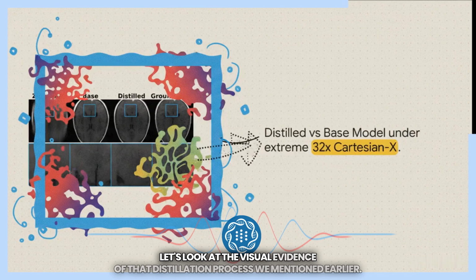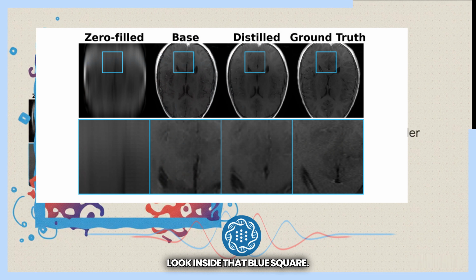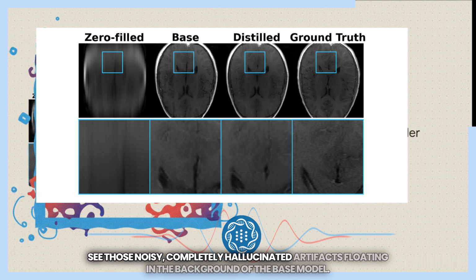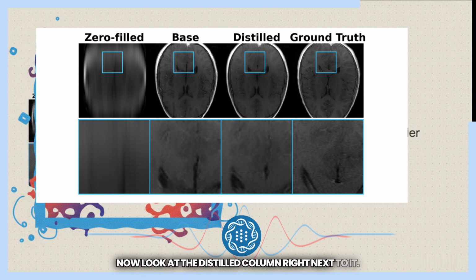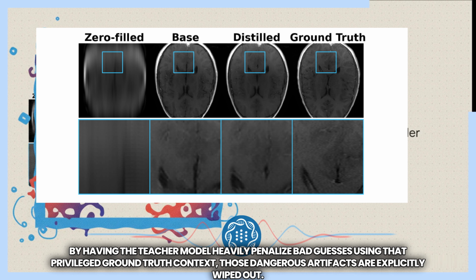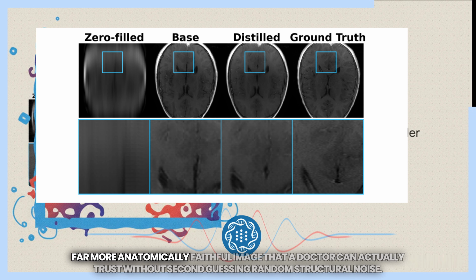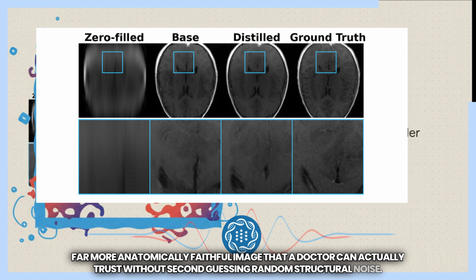Let's look at the visual evidence of that distillation process we mentioned earlier. Look inside that blue square. See those noisy, completely hallucinated artifacts floating in the background of the base model? Now look at the distilled column right next to it. By having the teacher model heavily penalize bad guesses using that privileged ground truth context, those dangerous artifacts are explicitly wiped out. The final distilled model clearly delivers a much cleaner, far more anatomically faithful image that a doctor can actually trust without second-guessing random structural noise.